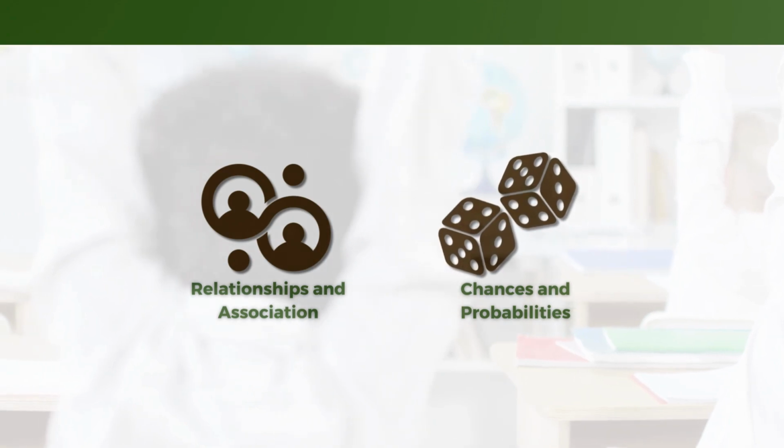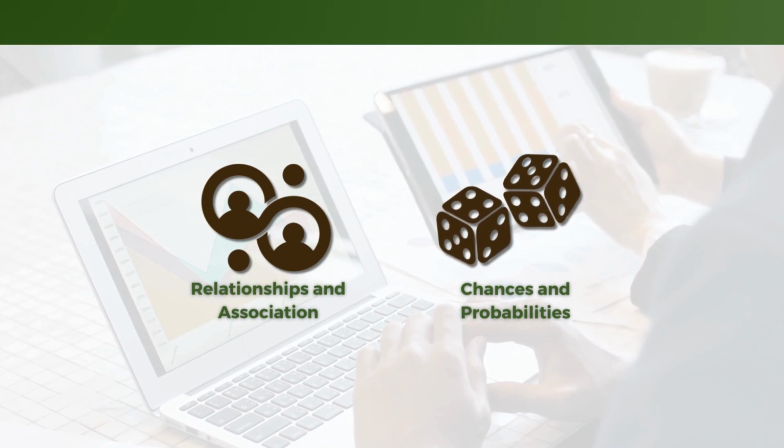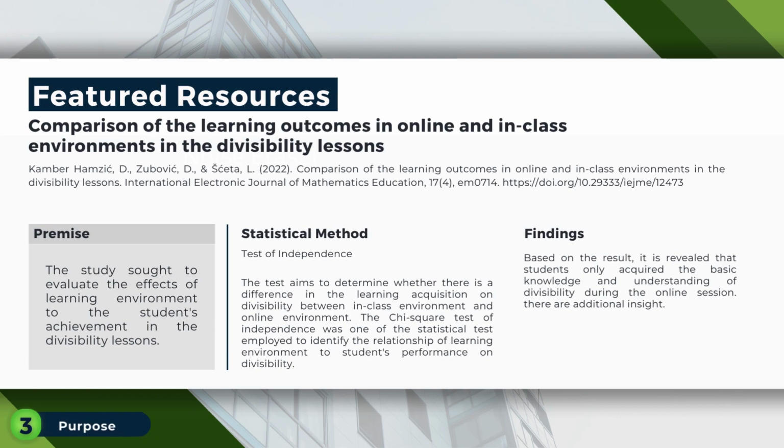For our featured resources, here are some studies that employed the chi-square test to derive conclusions based on the outcome of testing results. The first article is titled Comparison of the Learning Outcomes in Online and In-Class Environments in the Divisibility Lessons. The premise of this study sought to evaluate the effects of learning environment on the students' achievement in the divisibility lessons. This study used the statistical method, which is the chi-square test of independence. It is the statistical test employed to identify the relationship of learning environment to students' performance on divisibility.